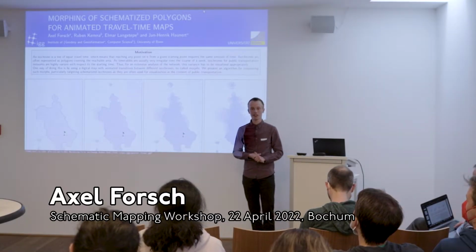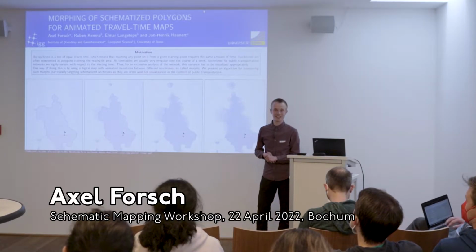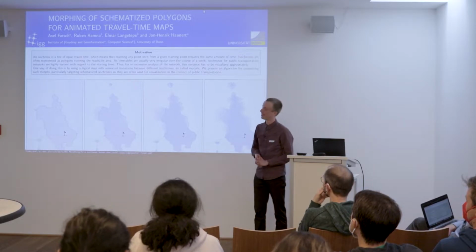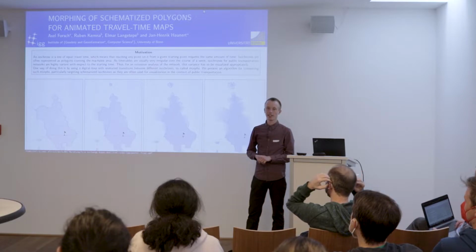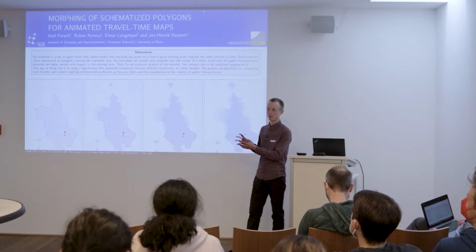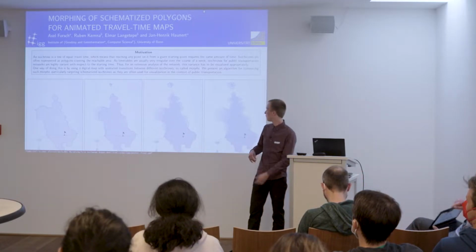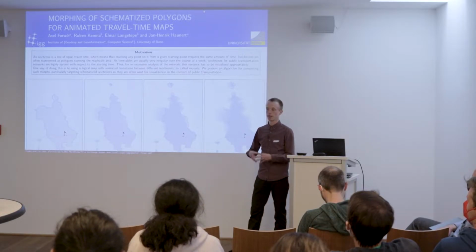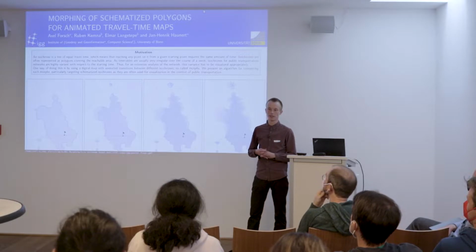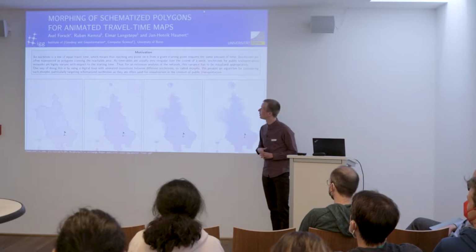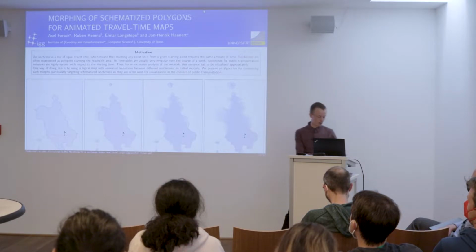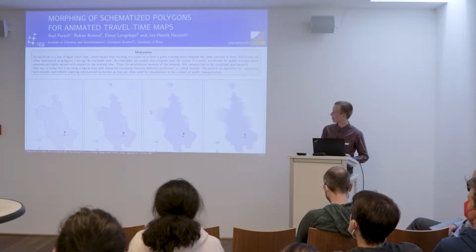So we worked on morphing operations, as already teased by Thomas yesterday. And in specific, we want to move away from the metro maps, but instead we have polygons which outline the reachable area inside of a metro system. So these are travel time maps, and what we draw are isochrones.